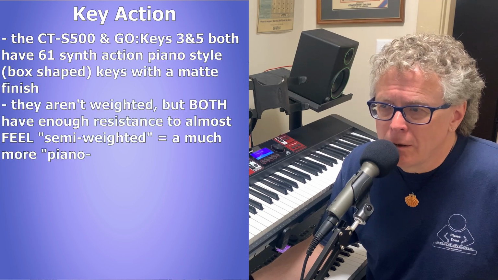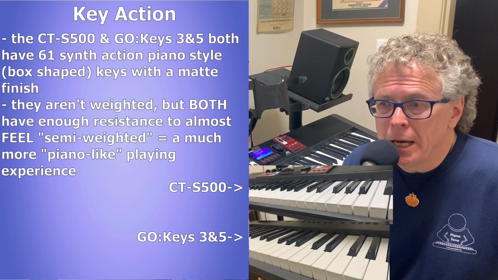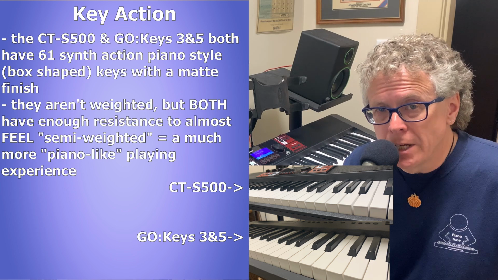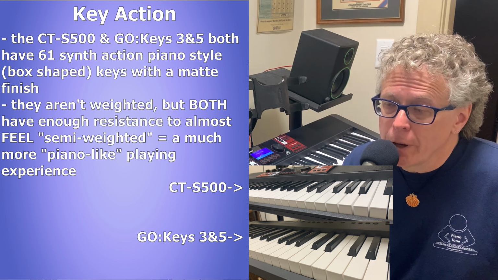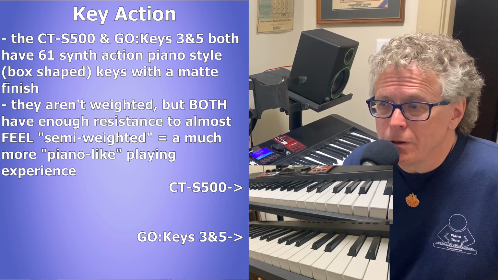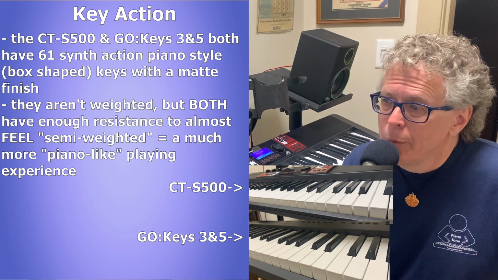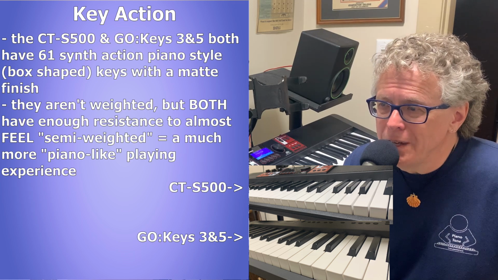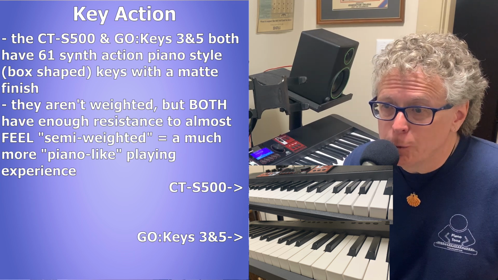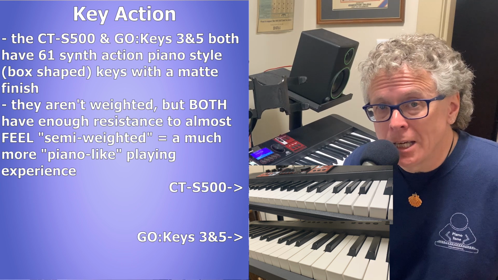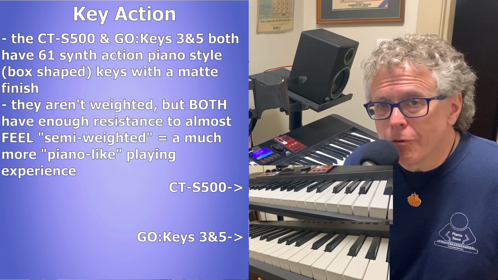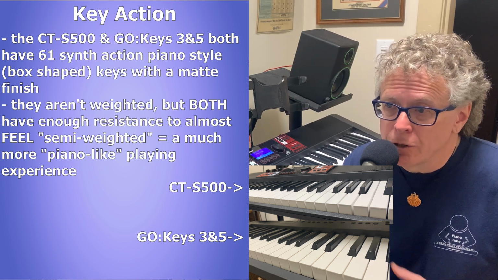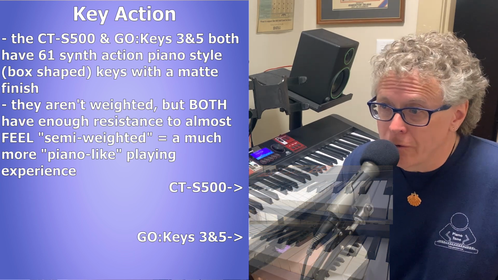The keybeds on both of these keyboards are box-shaped piano-style synth action keys with a matte finish on top. What makes them both better than the competition from Yamaha is not only the piano-style box shape, but the stiffer resistance on these keybeds. Both the CT-S500 and Go Keys feel almost semi-weighted, so they each provide a much more piano-like playing experience. Now, there are a few subtle differences between the Casiotone and the Roland keybeds that might make you prefer one over the other.